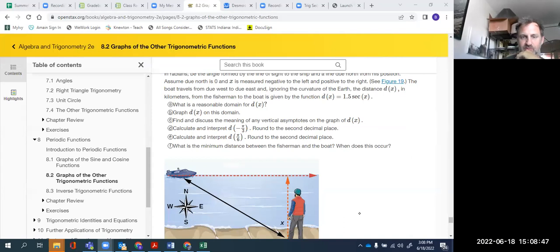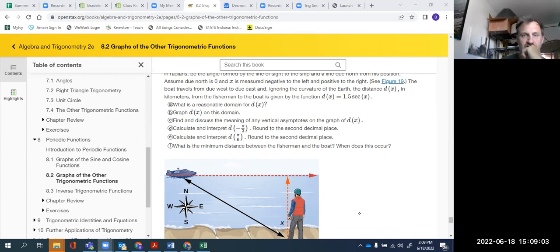Then it says, graph d on this domain, which we already started. In fact, we started with the graph and worked back to the domain from there. Discuss the meaning of any vertical asymptotes. Okay, so let's do that next part together. And again, we've already hit all three of these first questions.